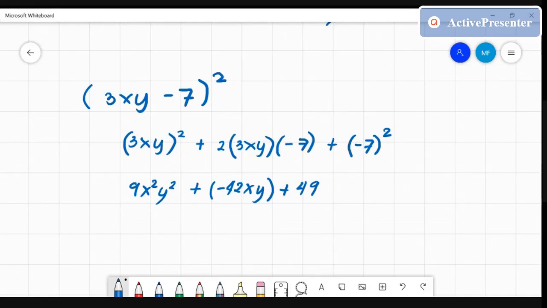So, let us multiply the sign of positive times the negative. It becomes negative. Therefore, our middle term, so we have 9x squared y squared minus 42xy plus 49. Therefore, this will be our final answer.